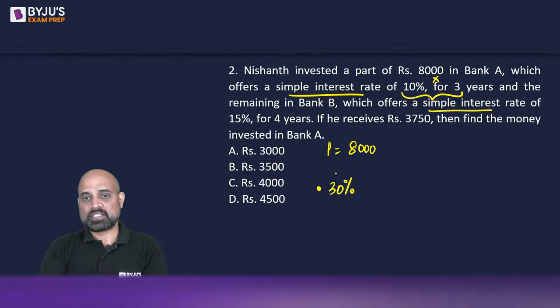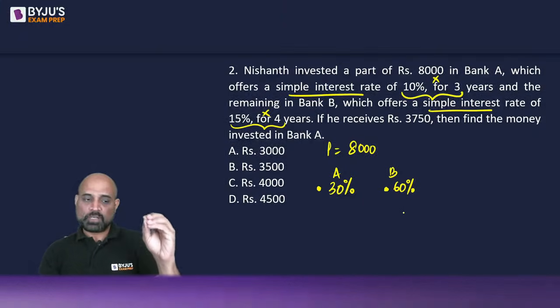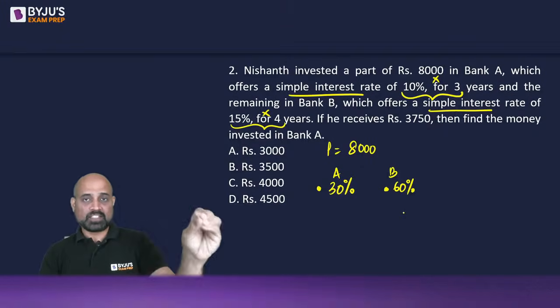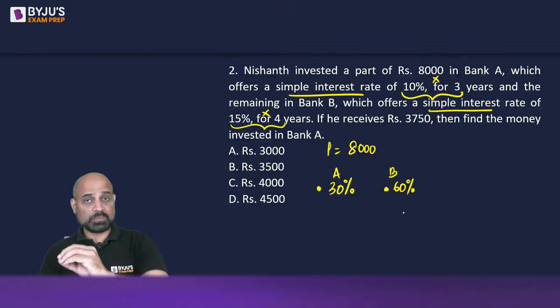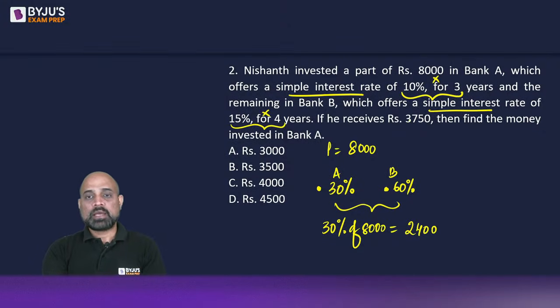Similarly, this is our Bank A. Similarly, from Bank B, this is 15% for 4 years, which is going to be 15 into 4, 60%. So from 8,000 rupees, whatever amount was invested at 30% and whatever amount was invested at 60%, we can say that 30% of 8,000 definitely will be paid to him. This is going to give us 8 into 3, 24, so 2,400. But it is given that he receives 3,750.